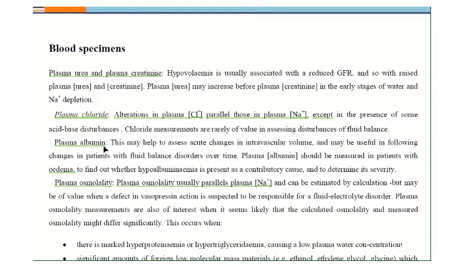وأيضا البلازما albumin. This may help to assess acute changes in intravascular volume and may be useful in following changes in patients with fluid balance disorders over time. The plasma albumin should be measured in patients with edema to find out whether hypoalbuminemia is present as a contributory cause and to determine its severity.